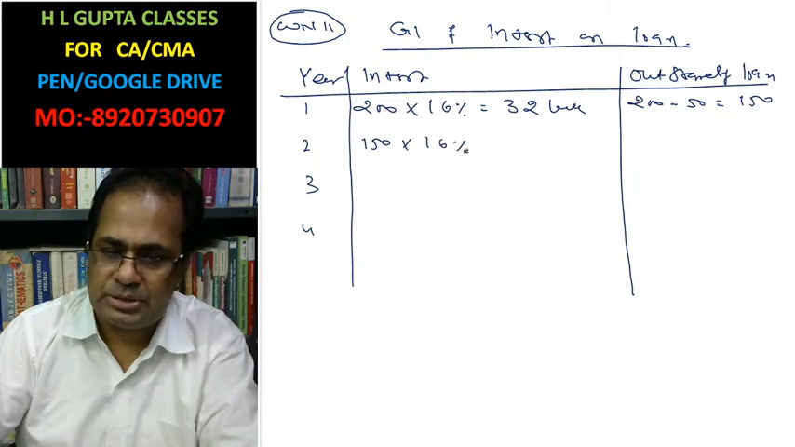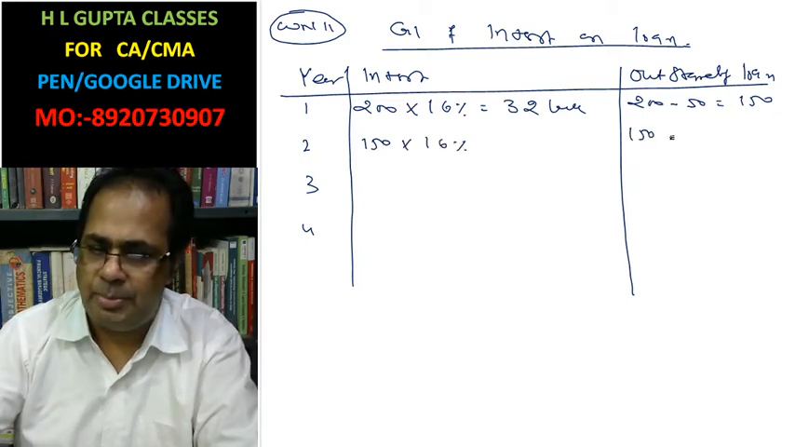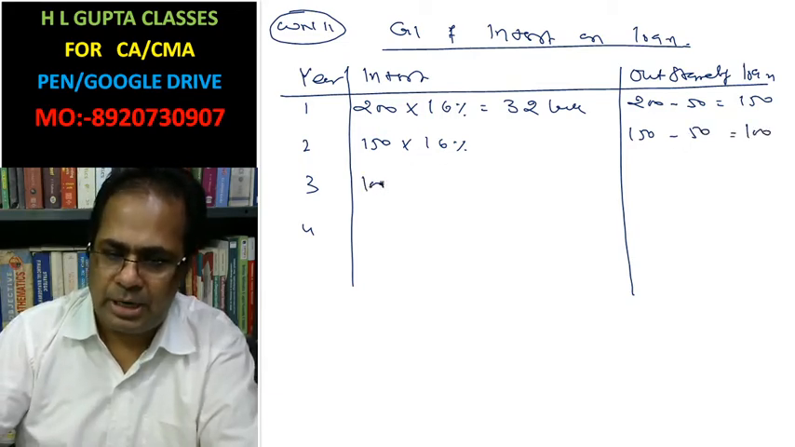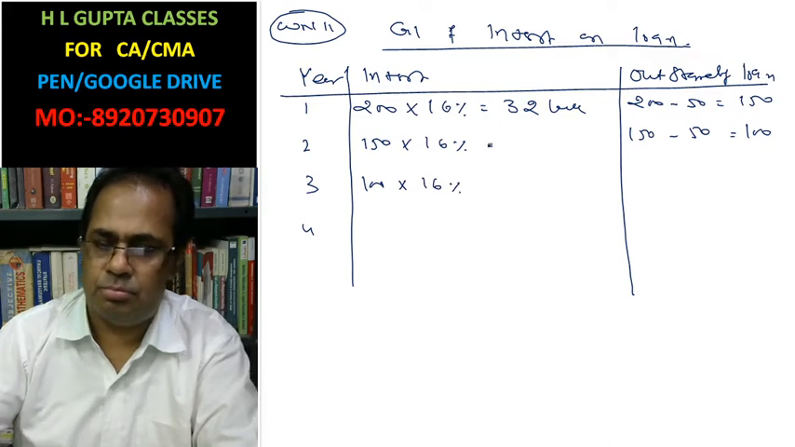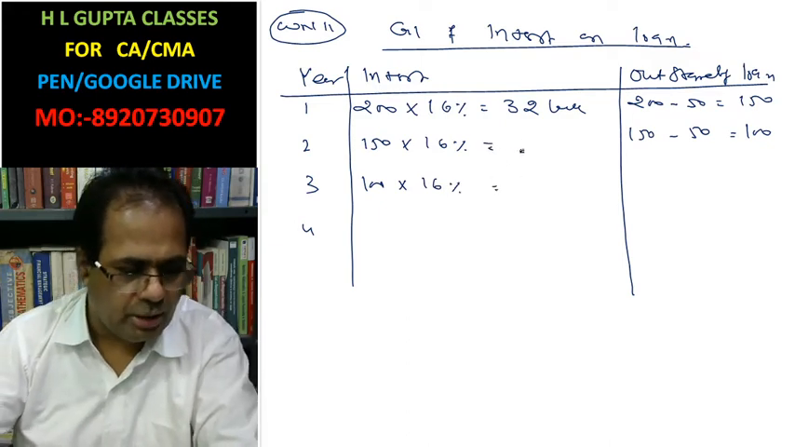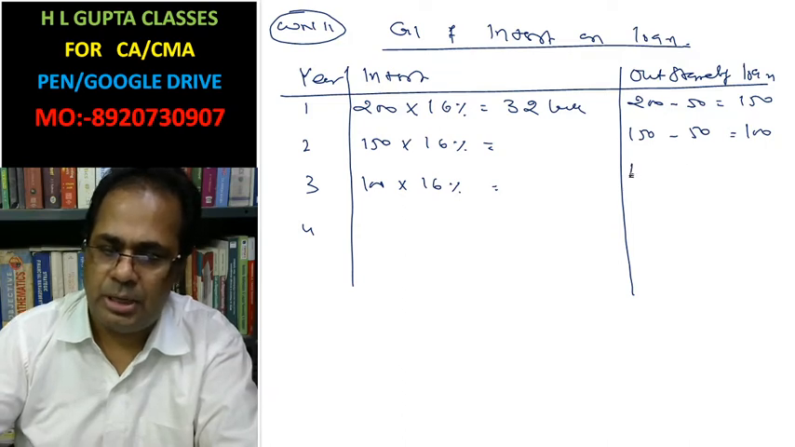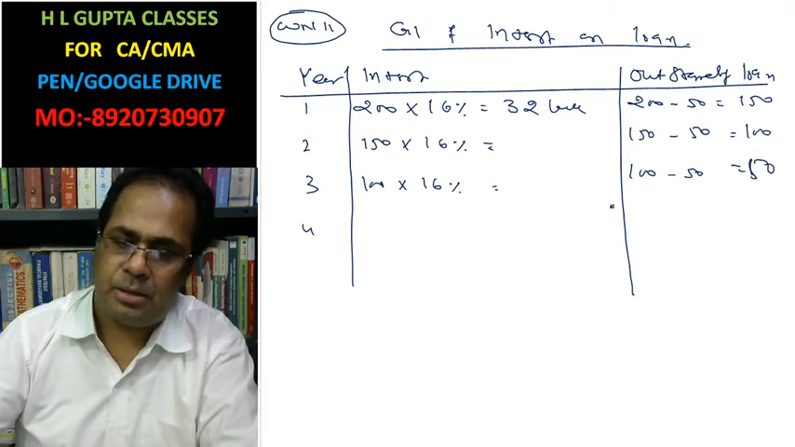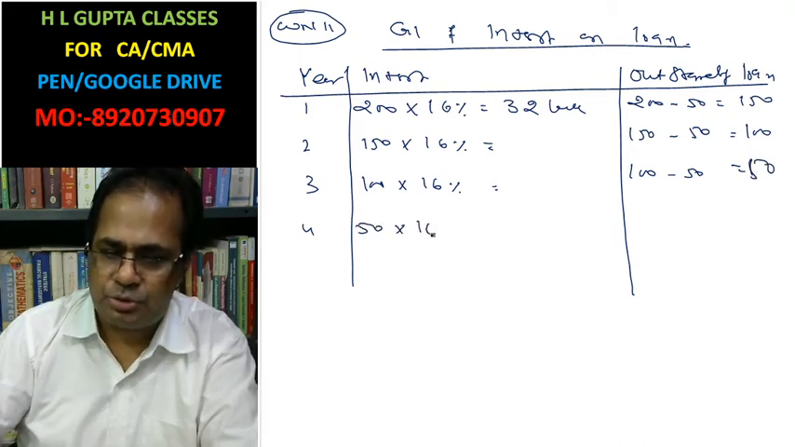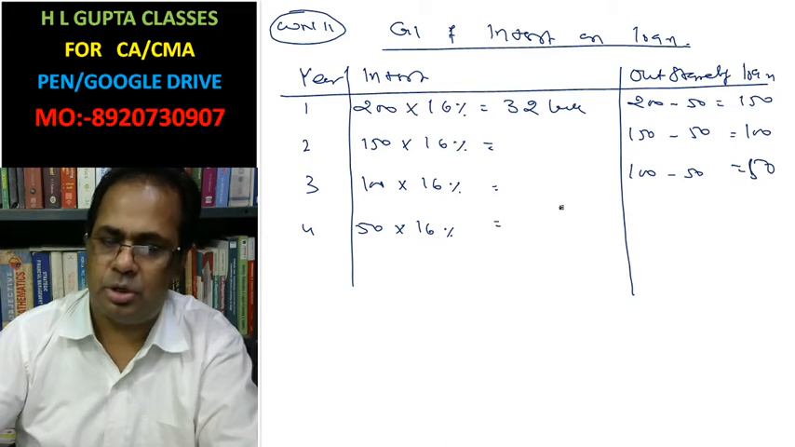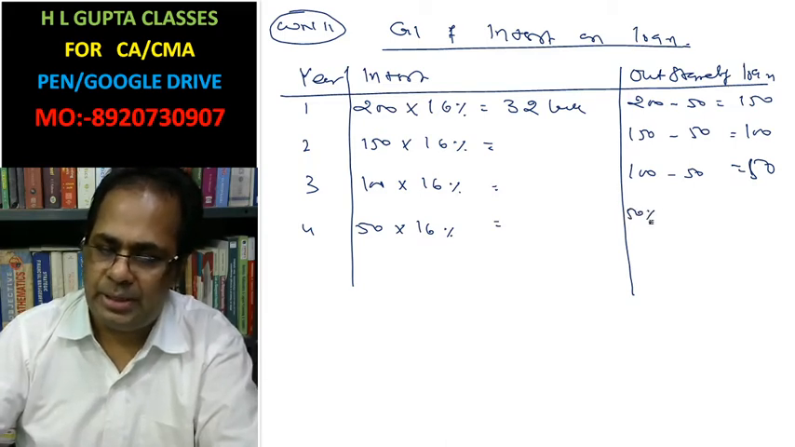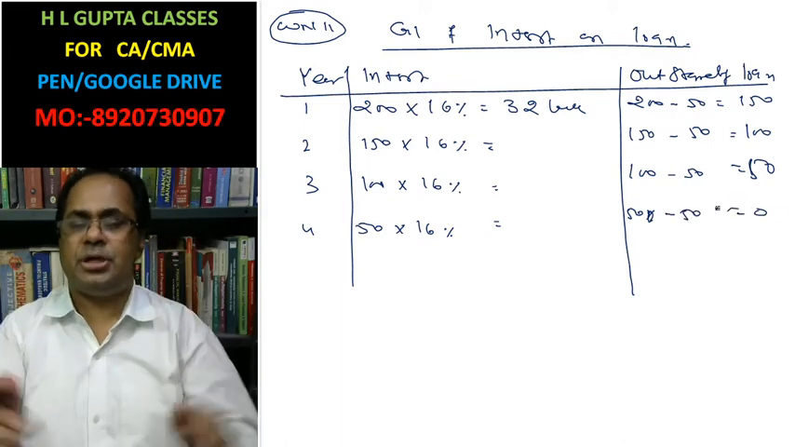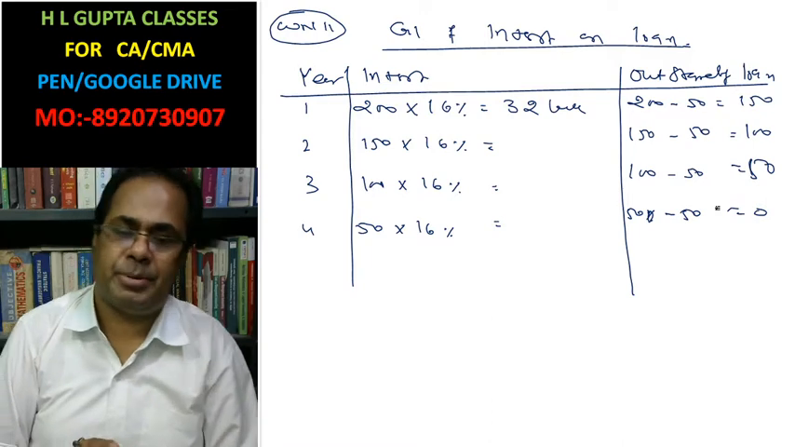150 into 16%. This is 150 minus 50, that equals 100 lakh. 100 lakh into 16%. Out of 100, 50 you have already paid, that is 50 lakh. 50 lakh into 16%. Look here: 50 minus 50, the outstanding loan is 0. In each year the loan is paid by 50 lakh, 50 lakh, 50 lakh.